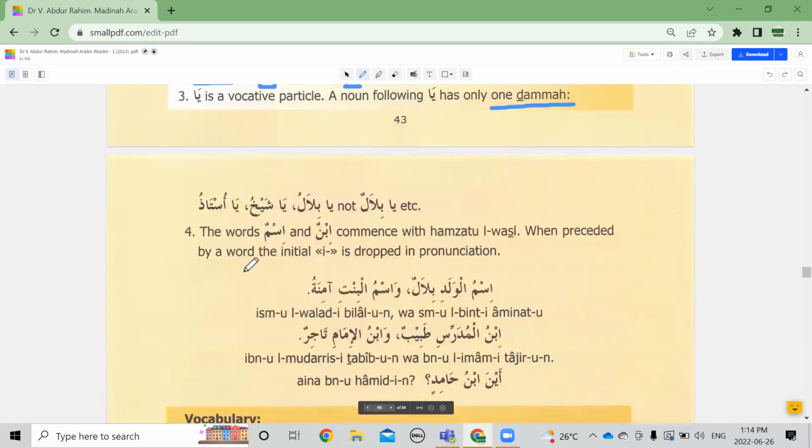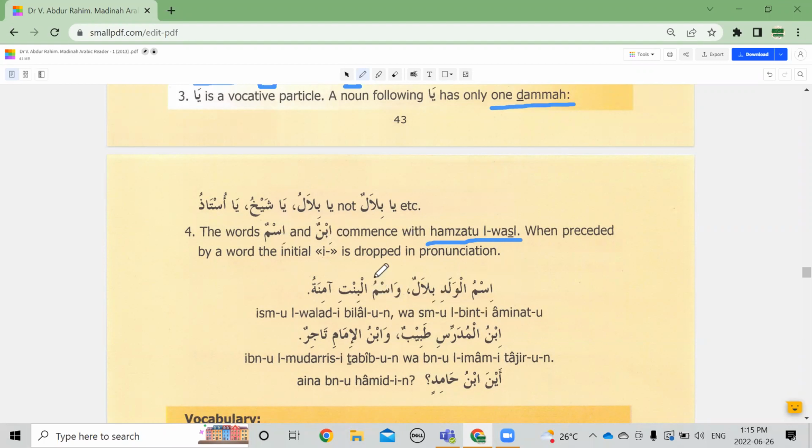The last thing that we did in this lesson, this was not too difficult, is Hamzatul Wasl. Wasl means to join. When preceded by a word, the initial hamza is dropped in pronunciation. What does this mean? This letter in ibnun and ismun is called Hamzatul Wasl. Why is that? When it's by itself in the beginning, then you pronounce it how it is. You say Ismul Waladi Bilalun.